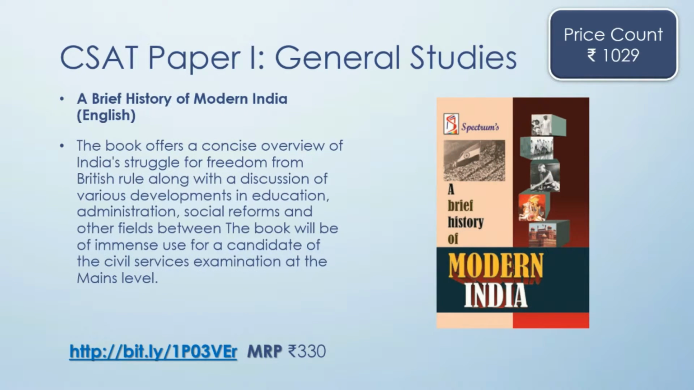Secondly, A Brief History of Modern India from Spectrum Publication. This book offers a concise overview of the Indian struggle for freedom from British rule, along with discussion of various developments in education. It covers so many things, like revolutionary terrorism, the Swadeshi movement, the Indian Councils Act, the Rowlatt Act, the emergence of communists, the Simon Commission, the Nehru Report, and the Peasants Movement. This is the only book I would recommend for the history of modern India.